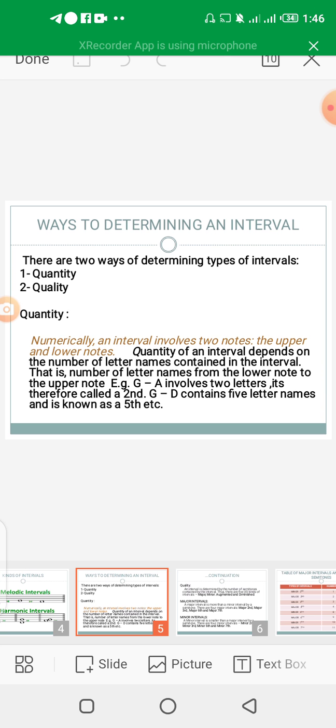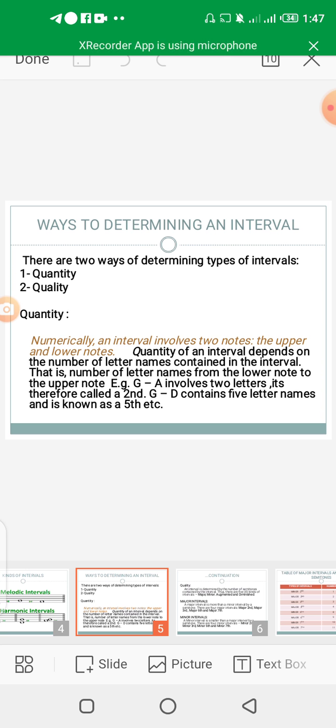And the first way is known as the quality, while the second way is known as the quantity. Okay, sorry. The first way is known as the quantity, while the second one is known as the quality. So let's talk about the quantity. Quantity has to do with number, while quality has to do with value. Now, numerically, an interval involves two notes. When you're talking about interval, two notes have to be involved.